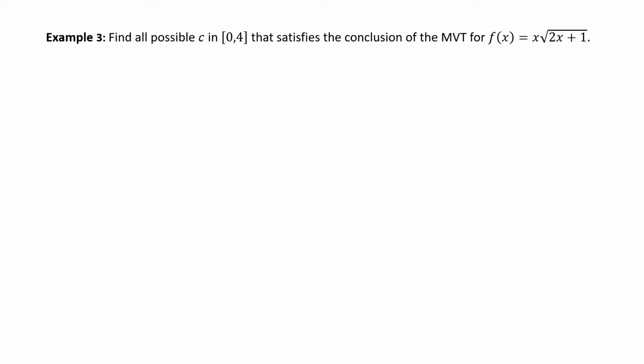Example: find all possible c in the closed interval from 0 to 4 that satisfies the conclusion of the MVT, the mean value theorem, for f of x equals x times the square root of the quantity 2x plus 1.